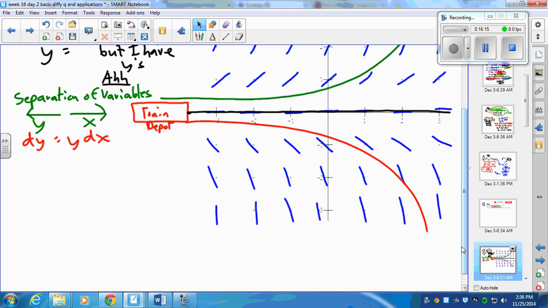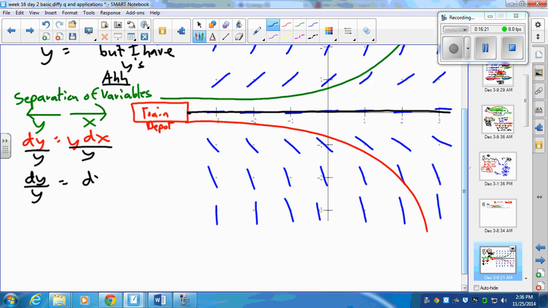To move the y's over, you divide by y, and you would have dy over y equals dx. Now we can integrate because now all of the y's are on the left side and all of the x's are on the right side. The right side has a 1, and the integral of 1 would be x. But normally whenever you integrate with x, you always say x plus c.